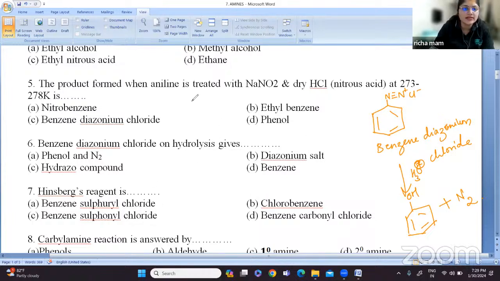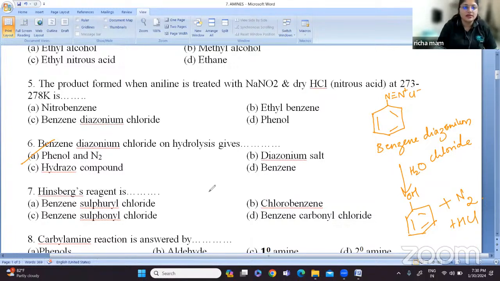So the answer is A, phenol and N2. First it forms your C6H5NH2. When it reacts with nitrous acid, it forms C6H5N2Cl. When this benzene diazonium chloride reacts with water, it forms phenol plus N2 plus hydrochloric acid. HCl is formed. So it reacts with water, that is, it undergoes hydrolysis. It will form phenol, and N2 gas is released.